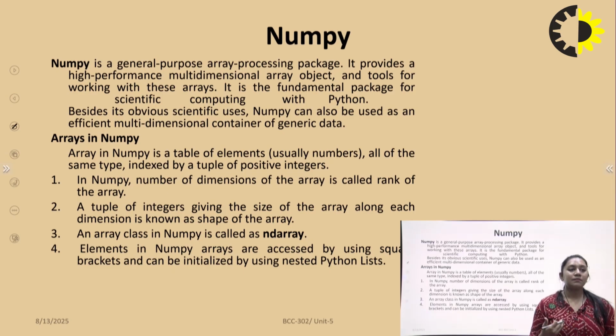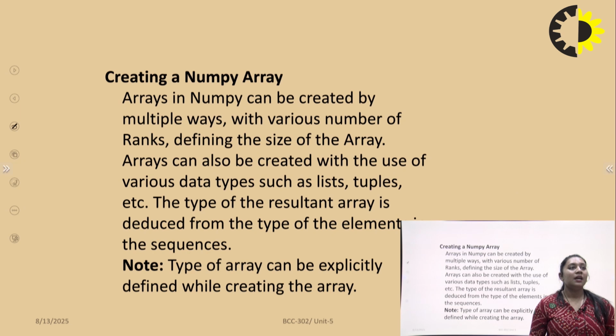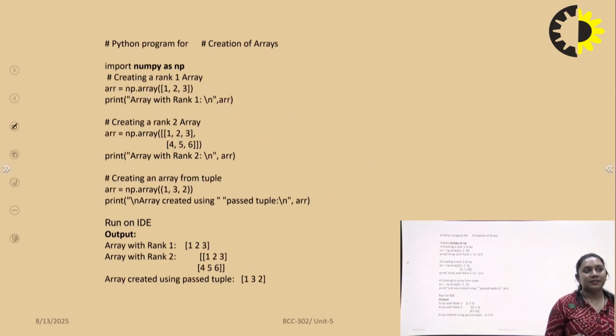Next, the NumPy array can be initialized using square brackets, and nested Python lists can be used too, right? How can you create your NumPy array in Python programming? It can be created in various ways. Number one, you can use ranks also. You can define the size of the array. It can also be created with the help of a list, tuple, etc. And the resultant array type can be deduced from the type of the elements in the sequence. So the type of the array can be used in creating the fundamental array in Python.